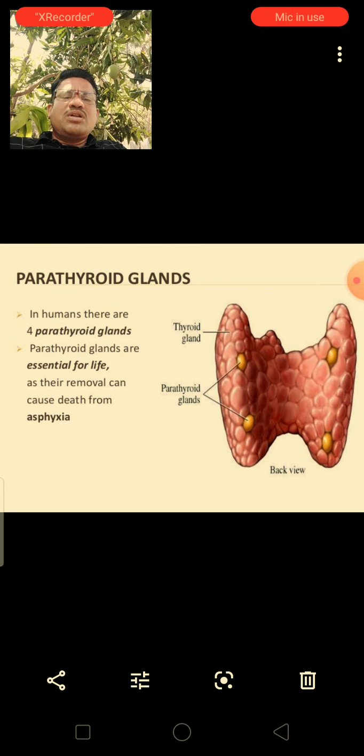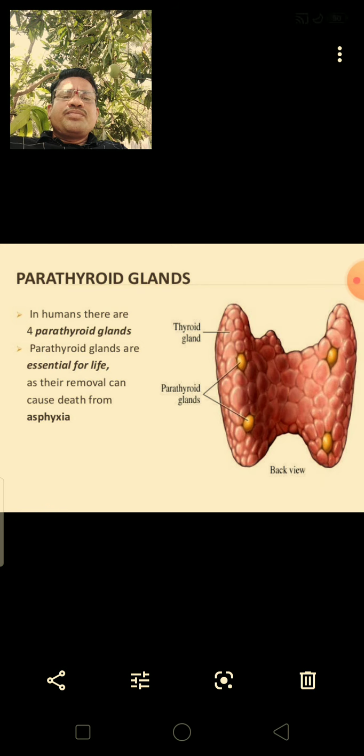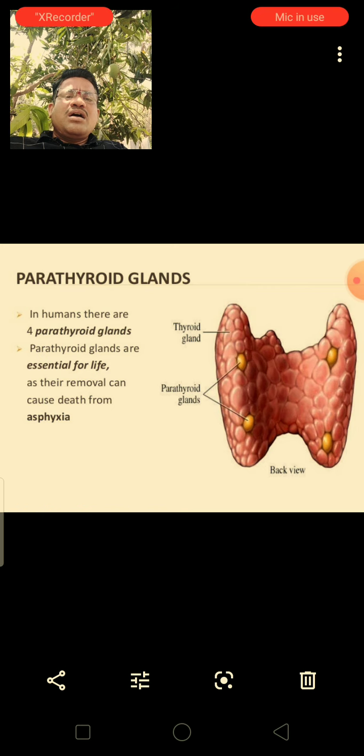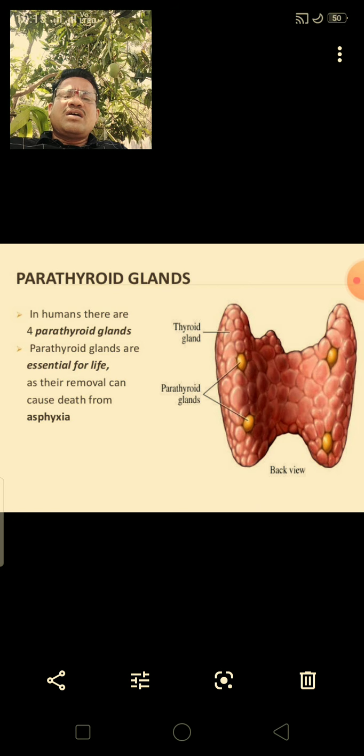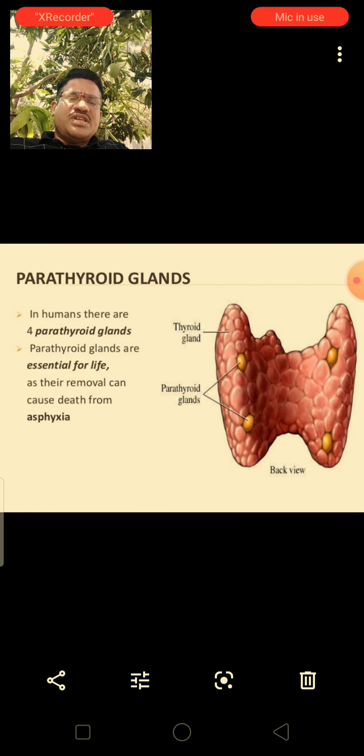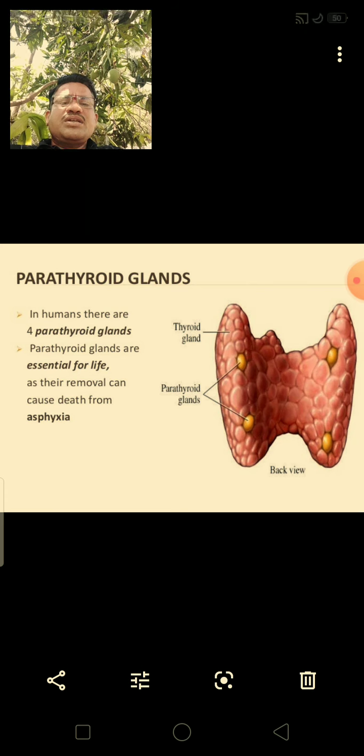Now, on the right side of the diagram, the thyroid gland and parathyroid glands are there. On the surface of the thyroid gland, there are two pairs of parathyroid glands, small in size and yellowish in color. It is a back view. In humans, there are 4 parathyroid glands. These are essential for life, as their removal can cause death from asphyxia. It is a very dangerous situation.